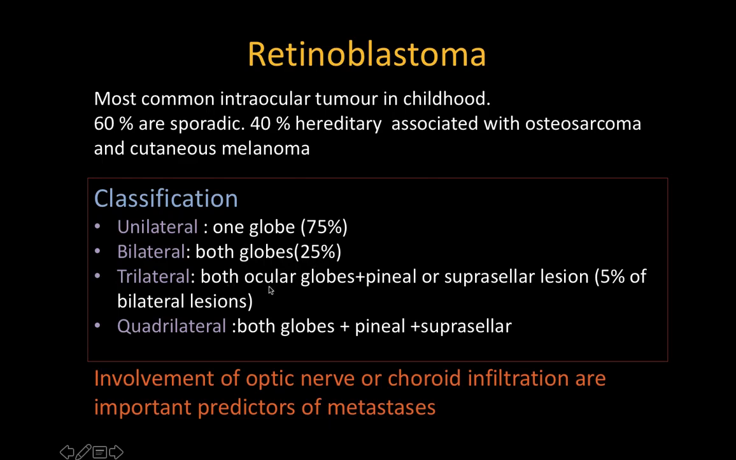It can be trilateral when it is seen in both the globes along with pineal gland or suprasellar region, or quadrilateral when pineal as well as suprasellar both are involved. So, infiltration of optic nerve or choroid infiltration are important predictors of metastasis.